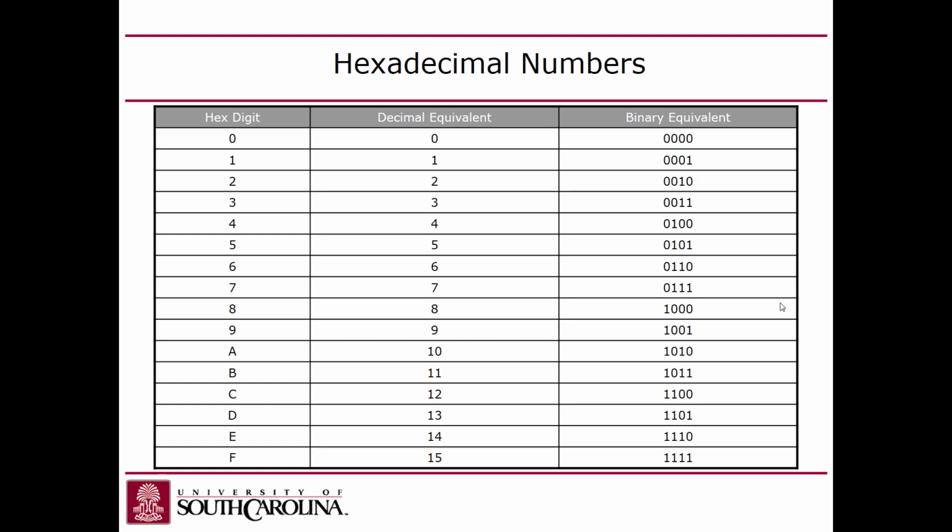OK, hex numbers are just shorthand for binary. So you take 4 binary numbers, you group them together, and you get a hex number. Hex numbers are base 16, so they're 0 to F. 0 to 9, and then A through F. Now, that's kind of weird.